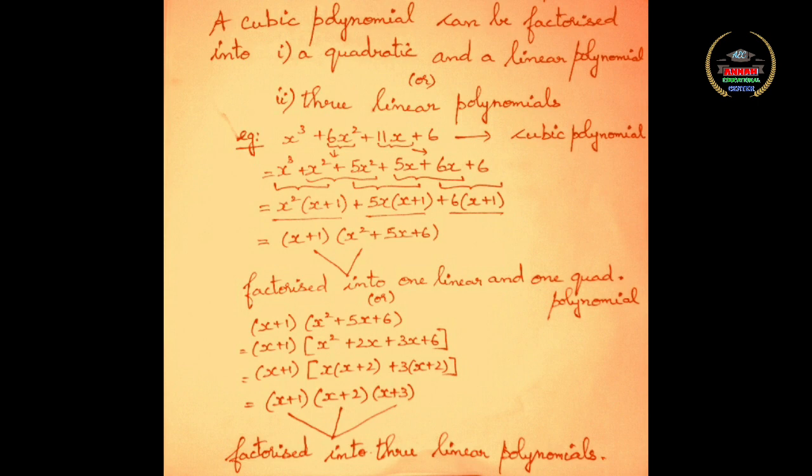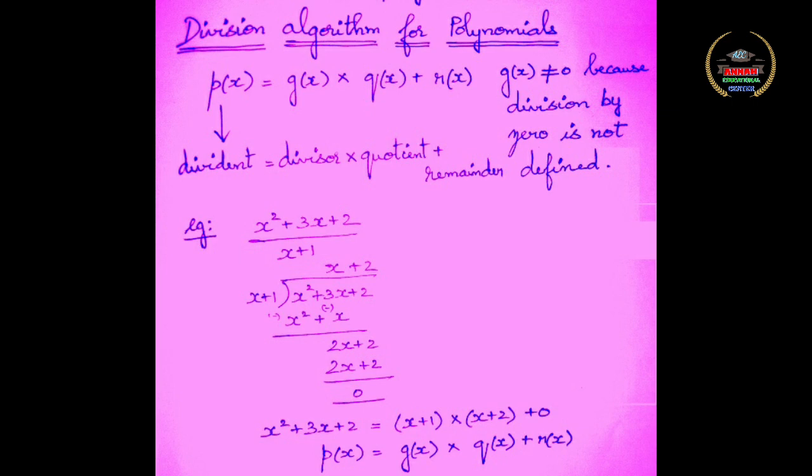With these concepts in mind, we are going to go for the division algorithm for polynomials. You know the division algorithm for numbers, that is, dividend is equal to divisor into quotient plus remainder. You already learned this from your lower class.